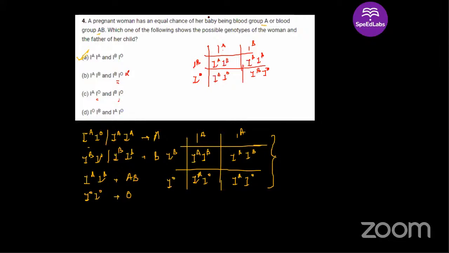Understood, everybody? I'm not able to understand. Which part? I'm like, how did you derive it from the table? Derive it from where, Ayush? From the table. See, this is standard. This is something that you have to remember. This is how the inheritance pattern of the blood group is.